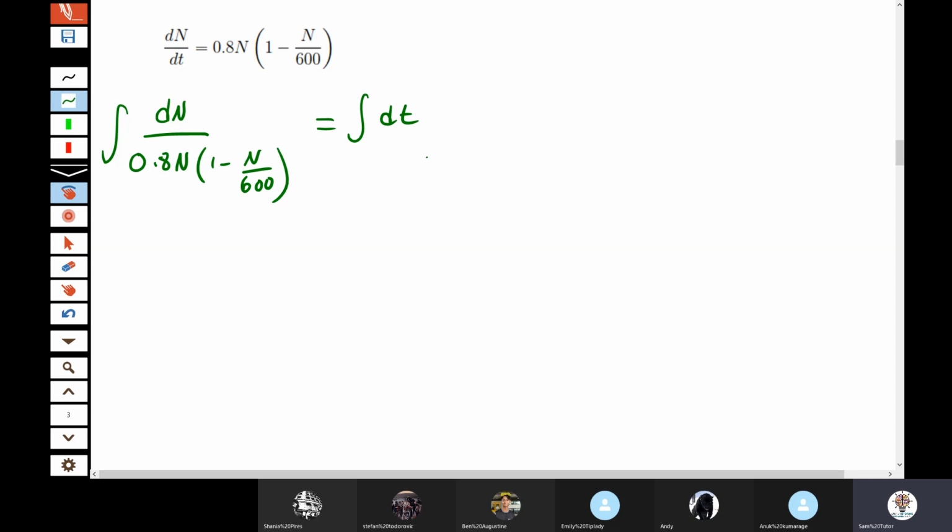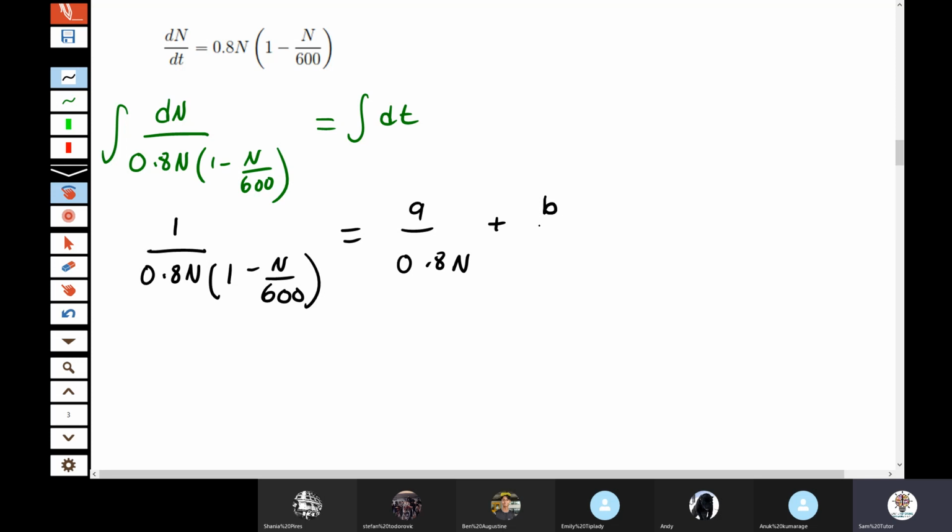It's the left-hand side. What do we write the left-hand side as? Well, ignore the integral for a second and just think of it as this: 1 over 0.8n bracket 1 minus n over 600. That can be written as A over 0.8n plus B over 1 minus n over 600. So you literally split them up.